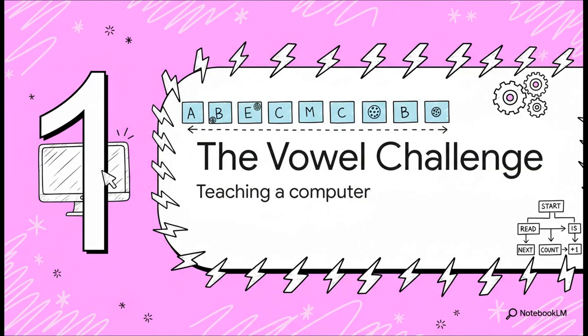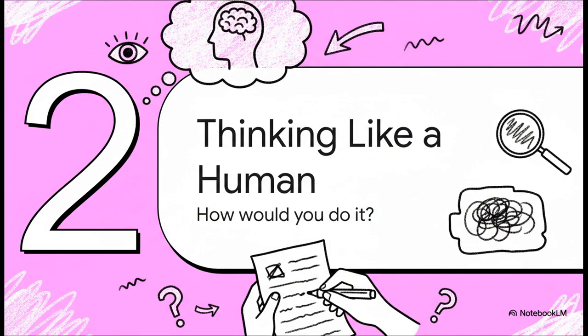You see, computers are brilliant, but they are also completely clueless. They're lightning fast, but they can't just glance at a word like celebration and see the 5 vowels. We have to spell out every single step. It's kind of like leaving a trail of breadcrumbs for it to follow, from the very beginning to the very end.